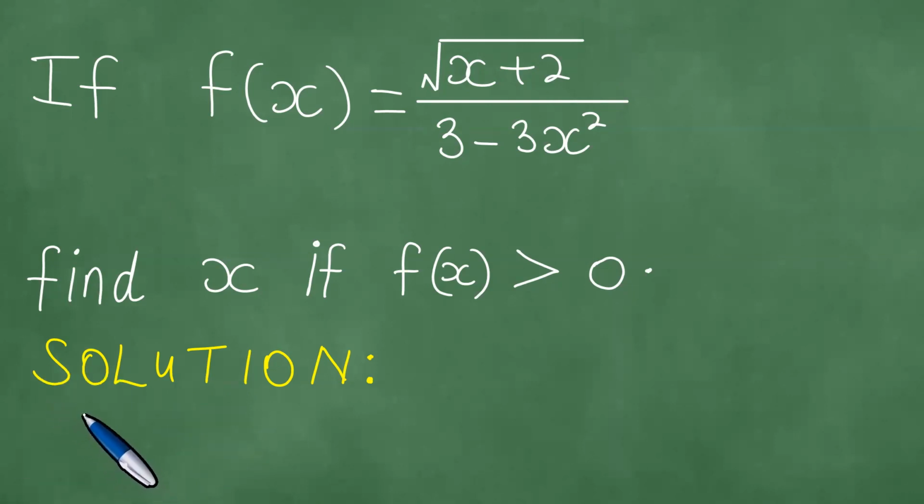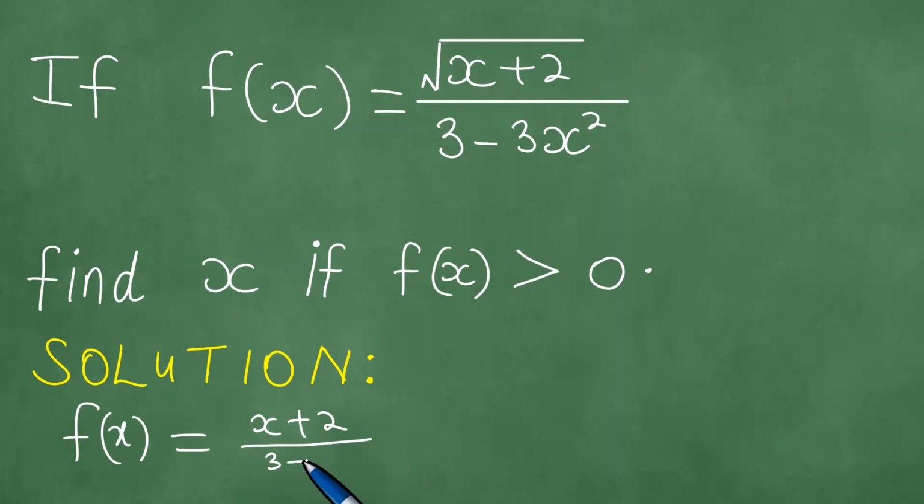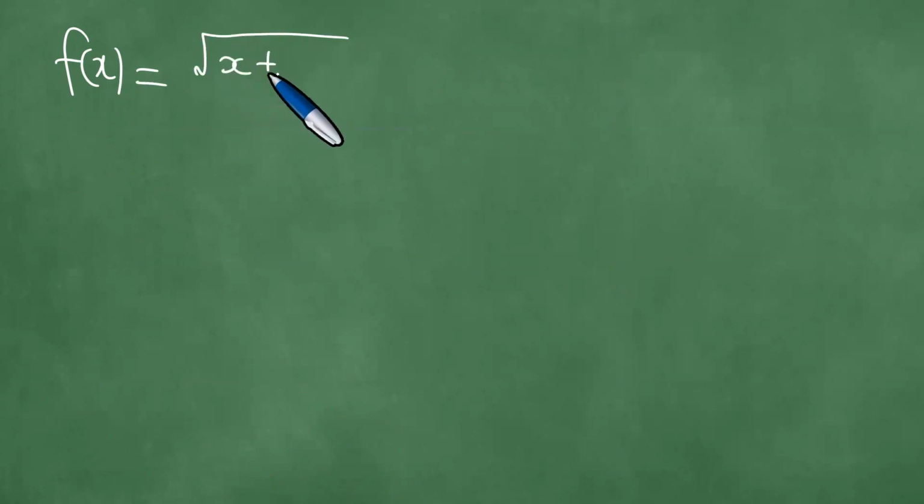So first things first, we have that f of x is actually equal to the square root of (x plus 2) divided by (3 minus 3x squared). Moreover, we have that f of x, which equals the square root of (x plus 2) divided by (3 minus 3x squared), is strictly greater than 0.